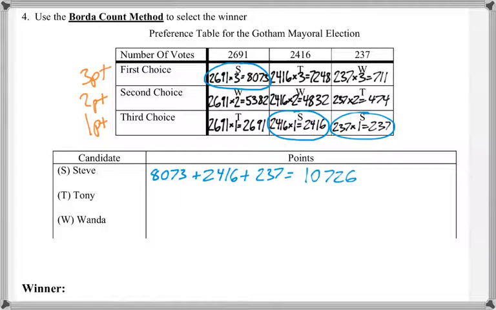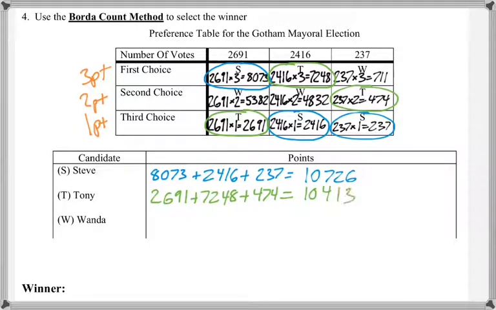Tony got 2,691 plus 7,248 plus 474, which is 10,413.